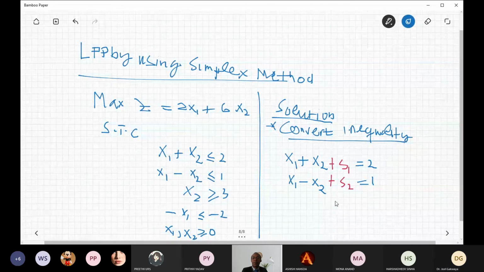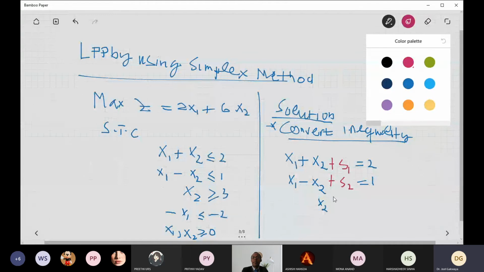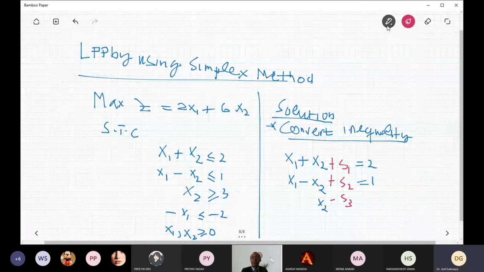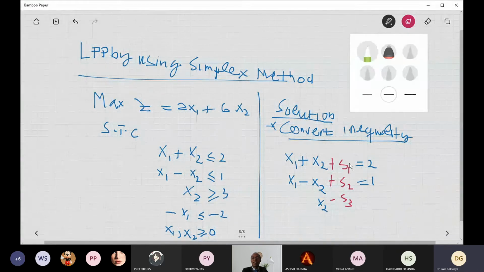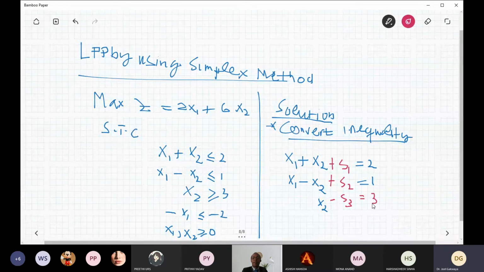X2? Ashish, X2 minus S3. Good. X2 minus what? S3. Because they keep growing. Okay, we keep increasing this iteration of S, which is equal to 3.